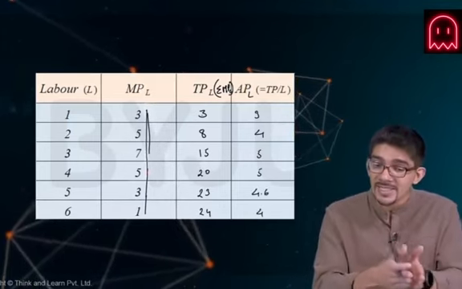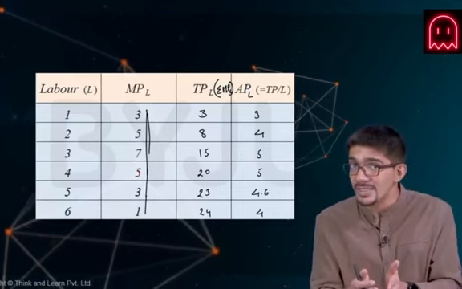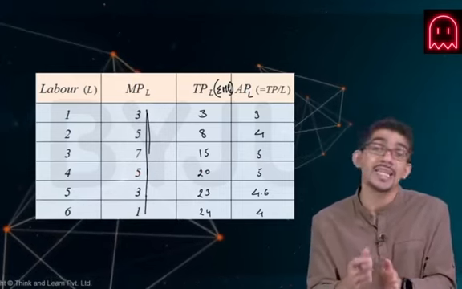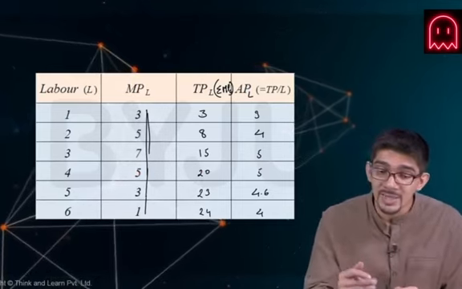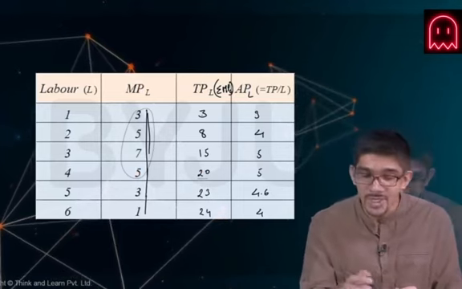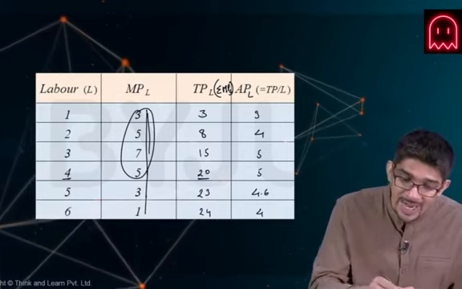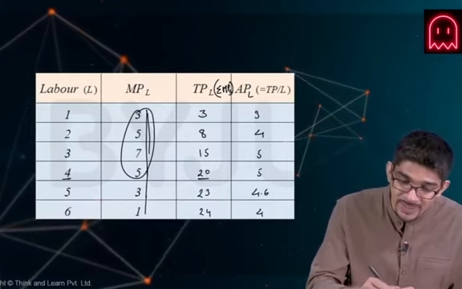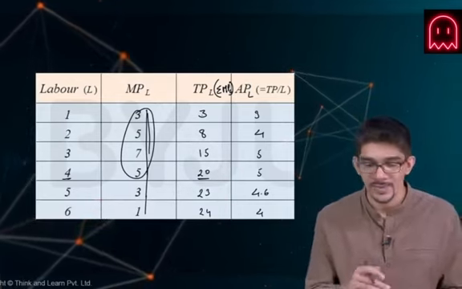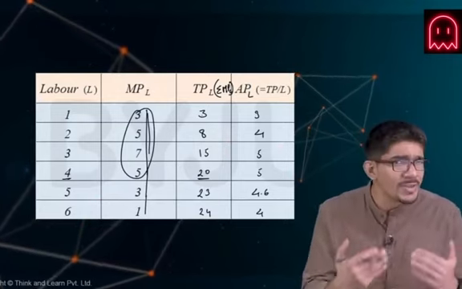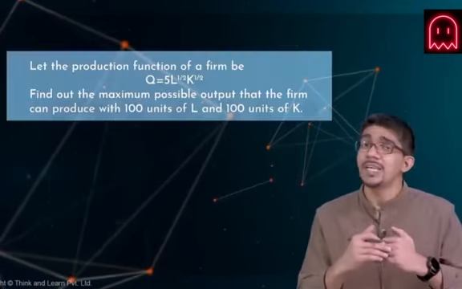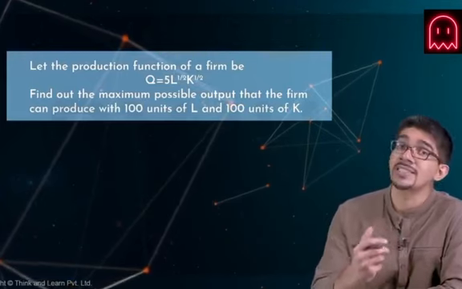So again, first get the TPL by just summing up the marginal product till that point, and then get APL. So TPL is nothing but sigma MP till that point. If you just want to get the TPL here, for example, at the 4th unit of labor, you just add up all of them together, 3 plus 5 plus 7 plus 5, we get 20 again. So that's how you find TPL. Again, very straightforward.